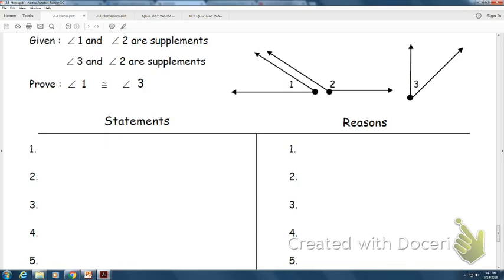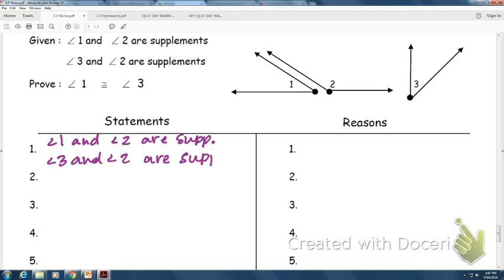What's going in at line 1? Given. So you need to write both of them, so you're going to have to write kind of small. Based off of our given, 1 and 2 are supplements and 3 and 2 are supplements, what do we know? If I told you 1 and 2 are supplements, what would you tell me back? 1 and 3 are congruent.